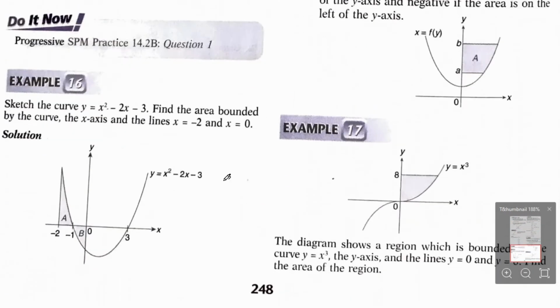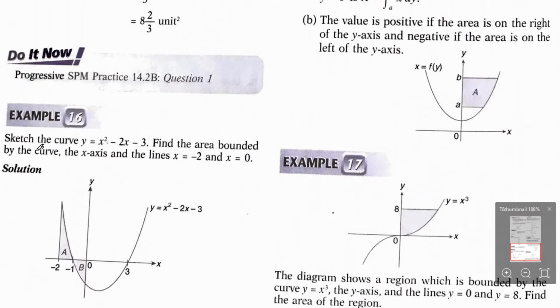So let's look at example 16. Sketch the curve y equals x squared minus 2x minus 3. First of all, the coefficient of x squared, the value of a, is positive. Positive means that this is a smiling face, a U-shaped curve. So we know that this is a U-shaped curve, and then we have to find the x-intercept.